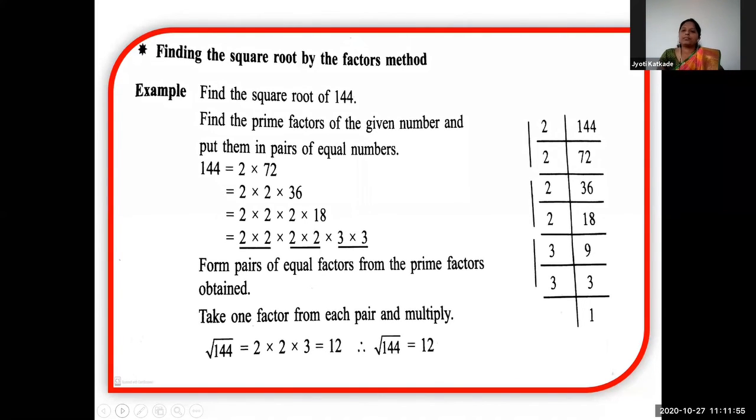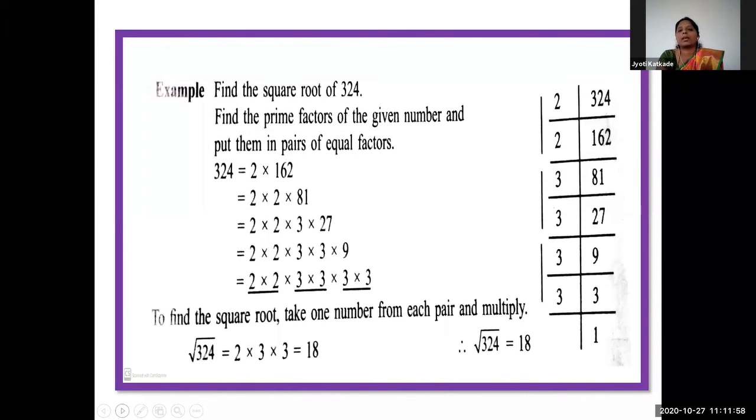See the next example. Second example: find the square root of 324. Okay. In the same way, take the prime factors of 324. First of all, find the lowest prime factor. Now, I think 324 is divisible by 2. Why? Because at the unit place, 4 is there. Okay. So, divide 324 by 2, we get 162. Again, this number is also divisible by 2, because at the unit place 2 is there. Divide 162 by 2, we get 81.